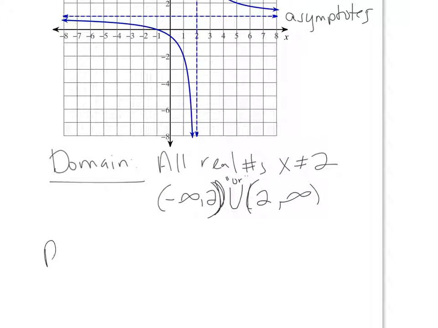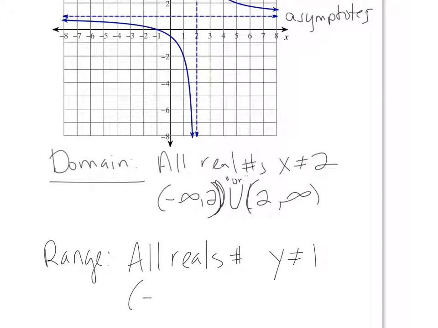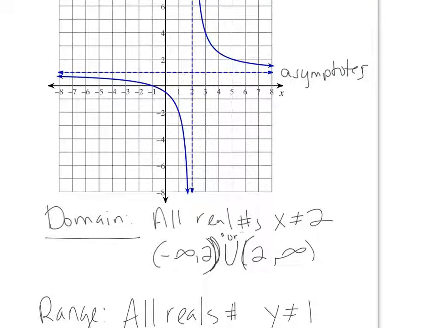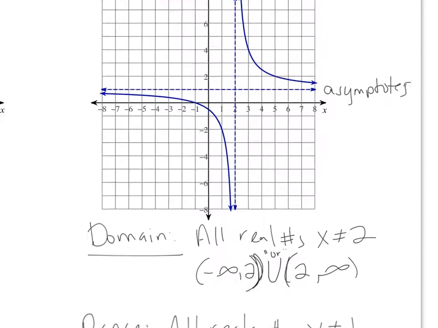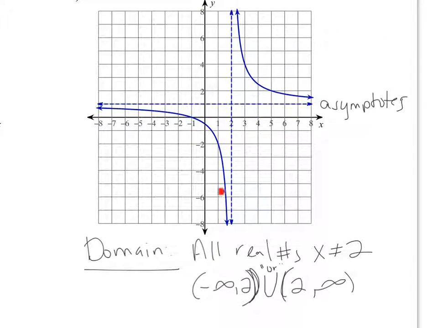So there are two ways we can write it. Range is always the y, so it's all reals, all real numbers, but y cannot be 1. Or we could just write negative infinity to 1, and we union it with 1 to infinity. So this is basically saying it's everything but 1. Because when we go up, everything is good. Oh no, I can't put a 1 in here. It's saying I will never be able to get a 1 as an answer.